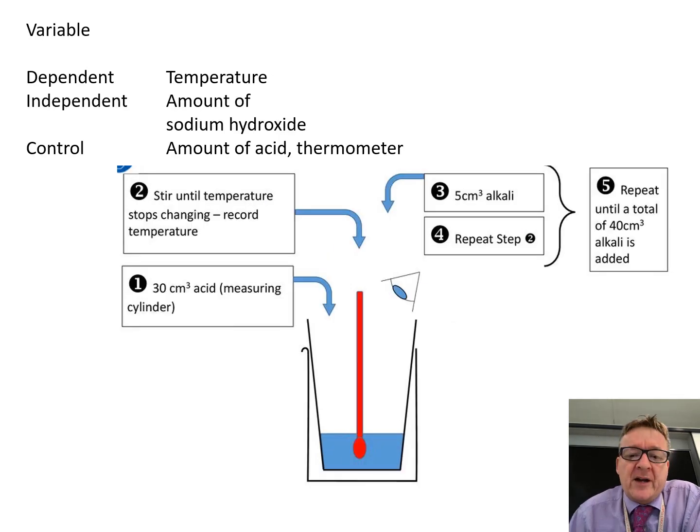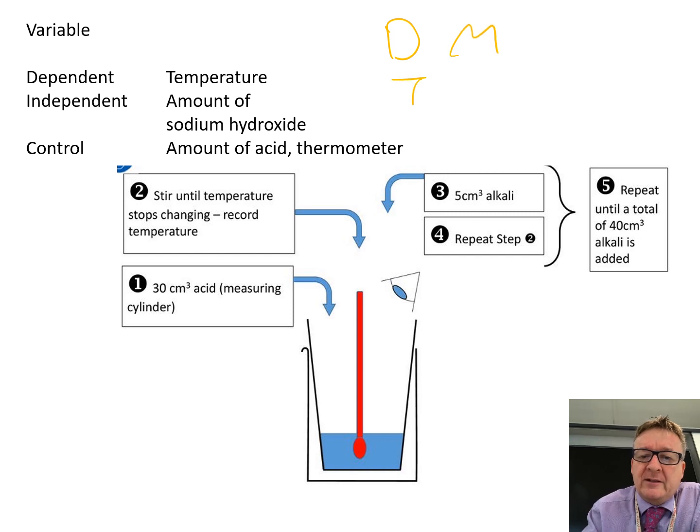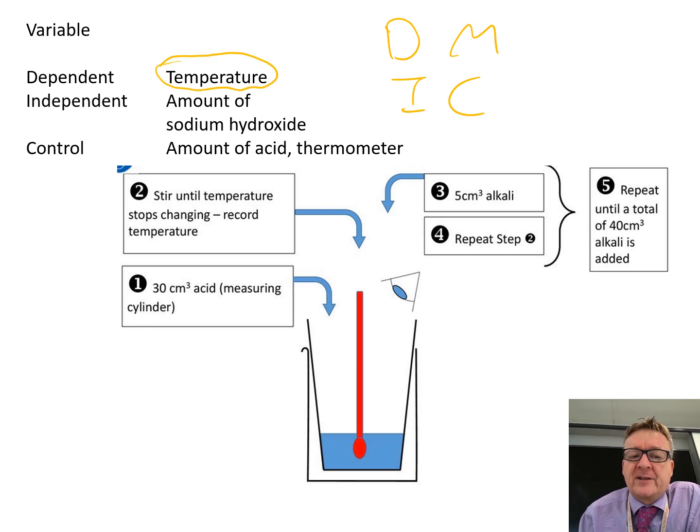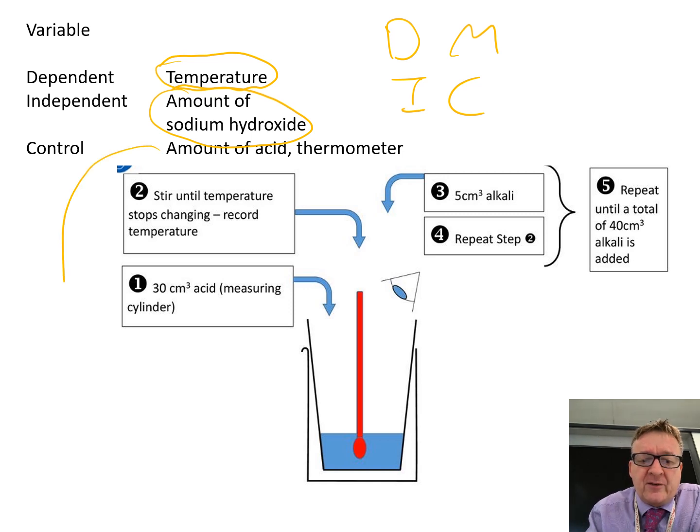Now, the variables, just to run through them. The dependent variable is what you're measuring during the practical, which is the temperature. The independent variable is what you change, which is the amount of sodium hydroxide. The controls are the amount of acid, which always stays at 30, the thermometer, the cup, how you stir it, all those standard things that you make sure you keep the same.